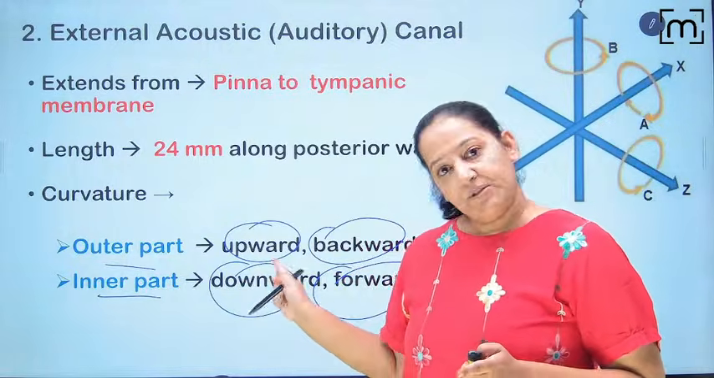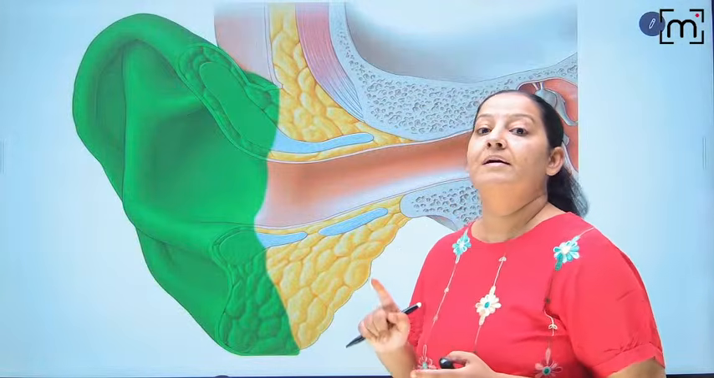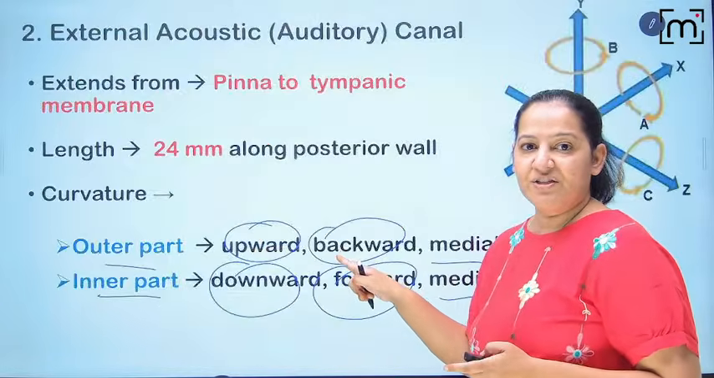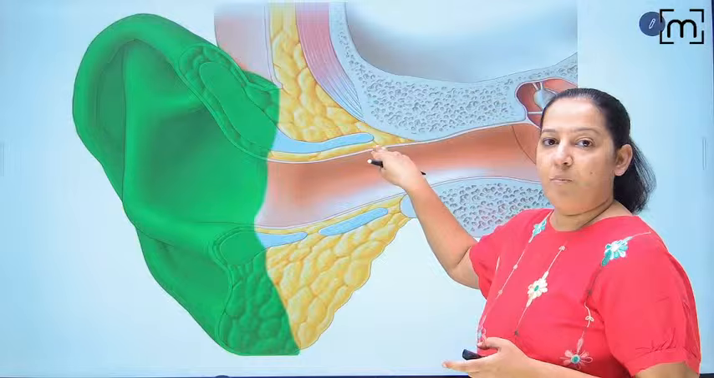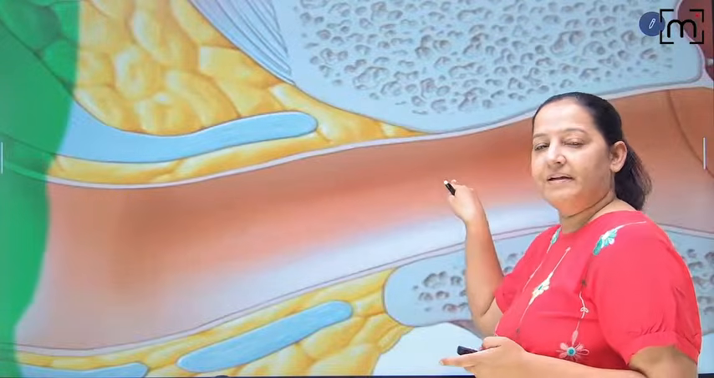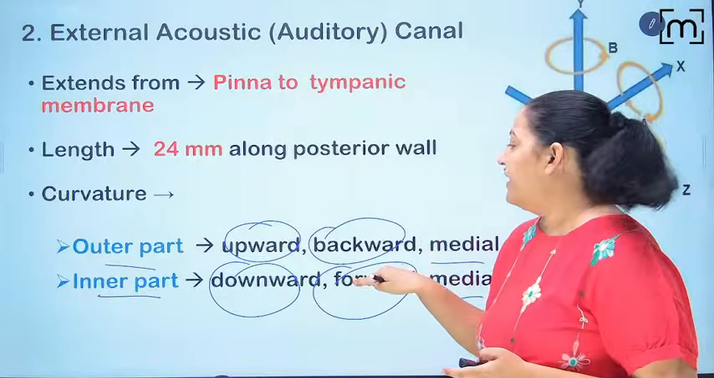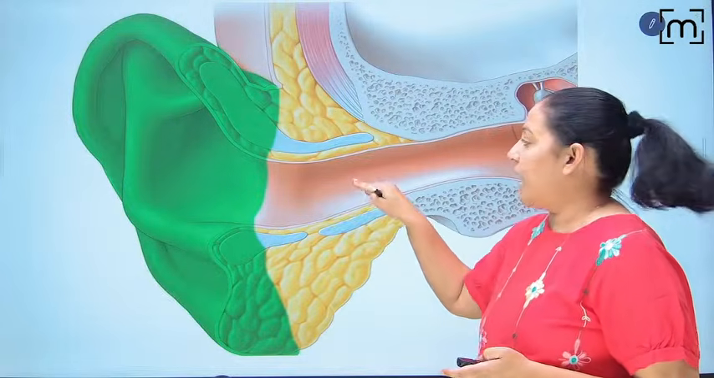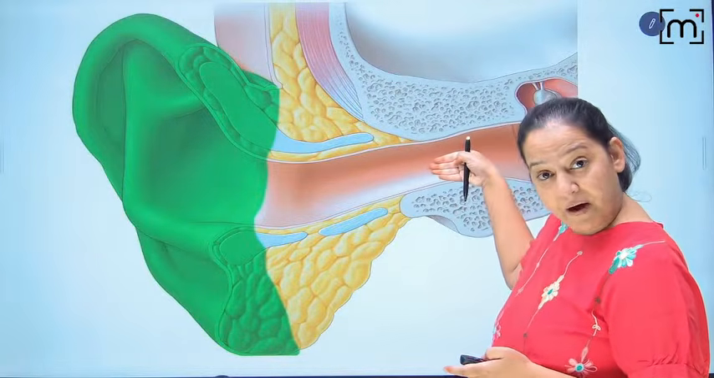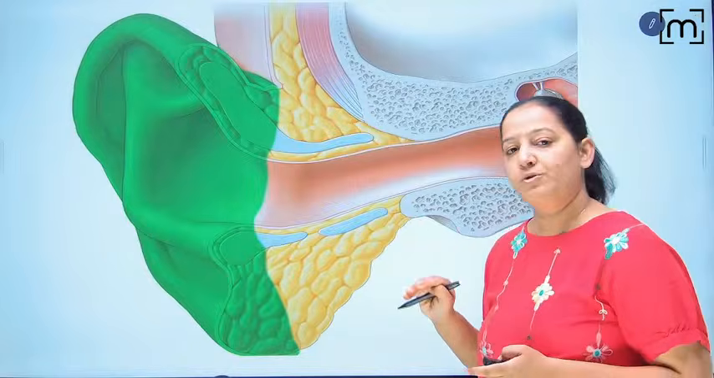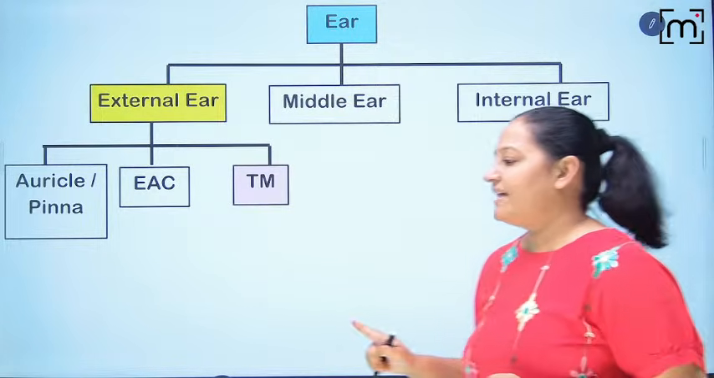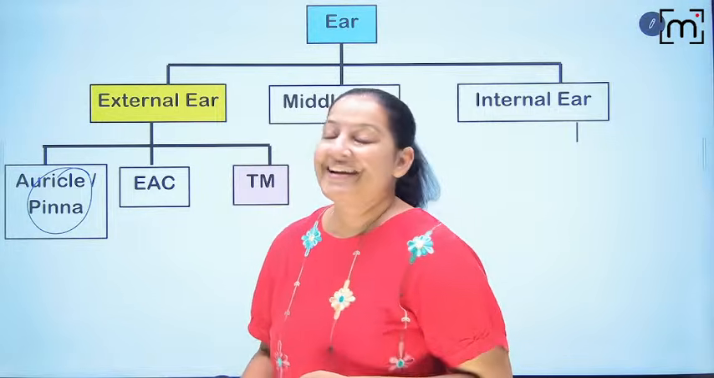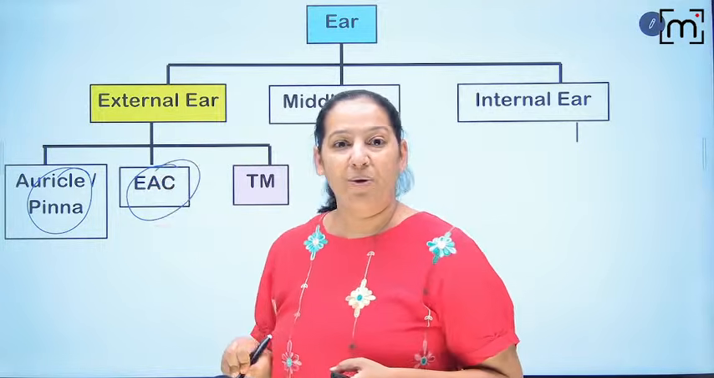I will show you the curvature in the model also. These are the curvatures of the external auditory canal. Appreciate that the outer part is a little bit upward and the inner part a little bit downward. Backward and forward you cannot appreciate because it's not a three-dimensional figure, but the outer part is backward and the inner part is forward, and both of them are medial. So we have seen a little bit of anatomy of the pinna, not complete, and a little bit of the external auditory canal.